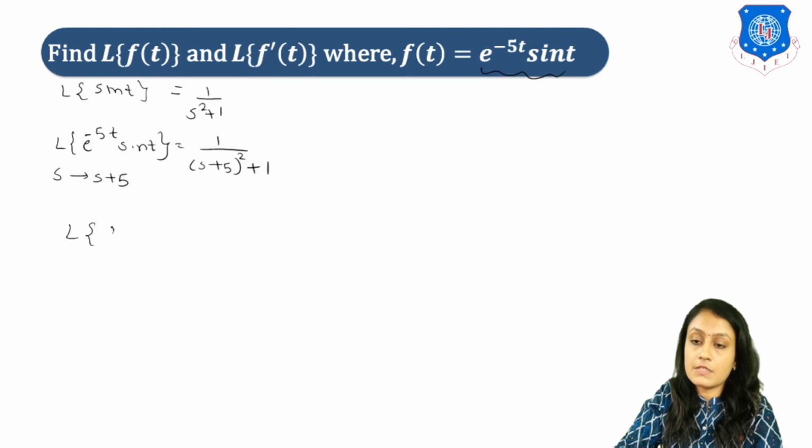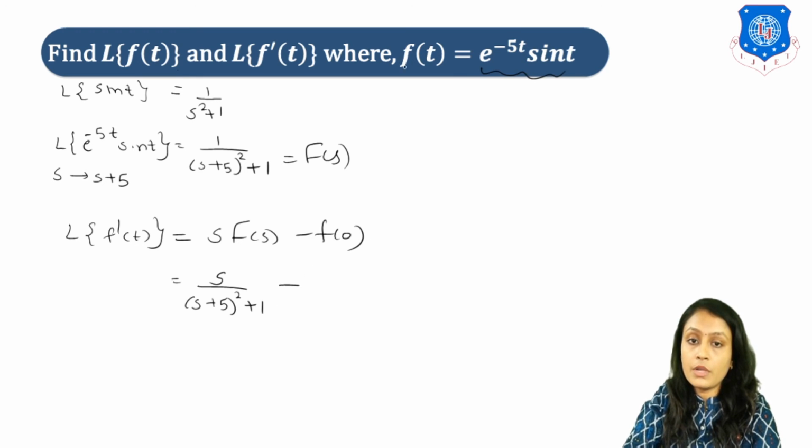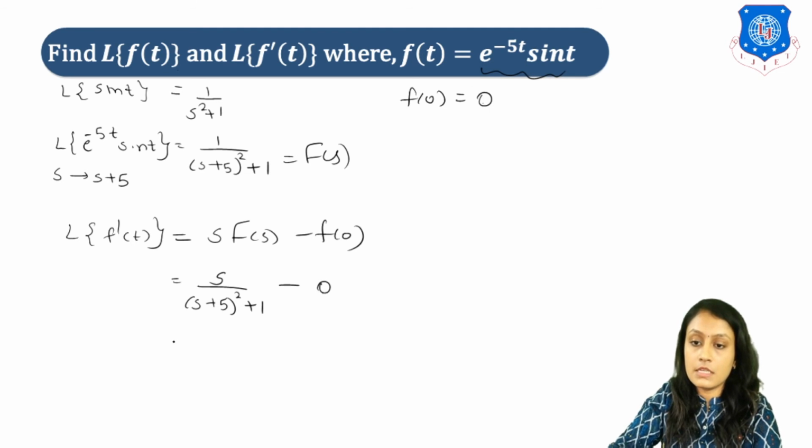That is Laplace transform of f dash t. So the formula is sF(s) minus f(0). This is our F(s), so we just substitute F(s) and multiply it by s. So we have s upon s plus 5 whole square plus 1 minus f(0). This is the function f(t), so we will find its value at 0. Now e raised to 0 is 1 and sin 0 is 0, so its value is 0. So this term is 0. So your final answer is s upon s plus 5 whole square plus 1.